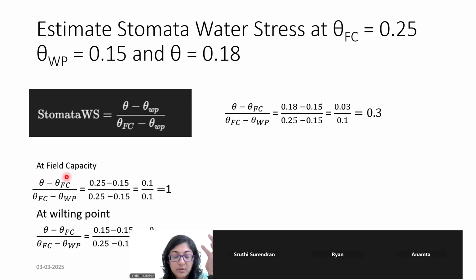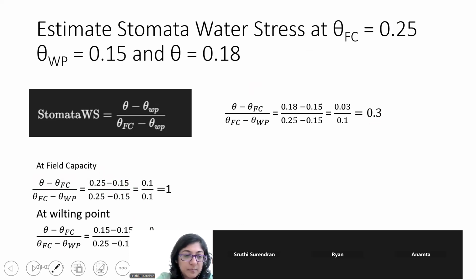Suppose our soil has water content equal to the water content at field capacity, then this theta value is going to be 0.25 minus theta WP. I'm sorry, this is theta WP, not theta FC. Here also theta WP. So theta minus theta WP will be equal to 0.1. Again, the denominator is also going to be the same. So the stomata water stress is equal to 1.